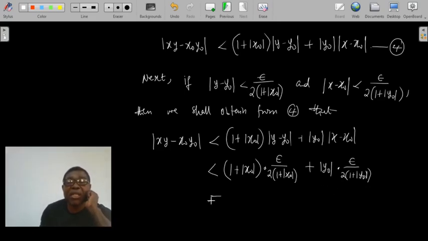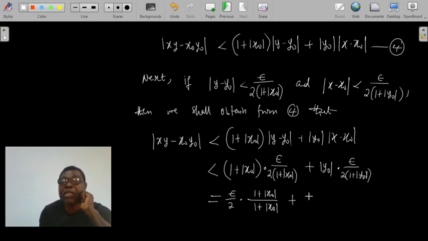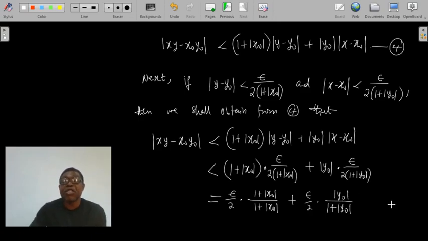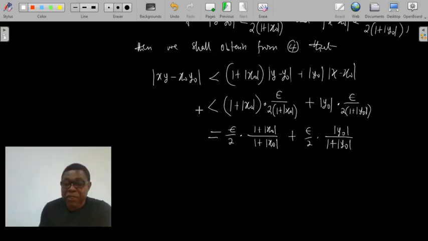And this will give us nothing but epsilon over 2 times 1 plus absolute value of x naught all over 1 plus absolute value of x naught, then plus epsilon over 2 times absolute value of y naught all over 1 plus absolute value of y naught. Now here, something interesting is happening. Observe that this entity cancels out, that is 1 plus absolute value of x naught over 1 plus absolute value of x naught. This entity will give us nothing but 1.